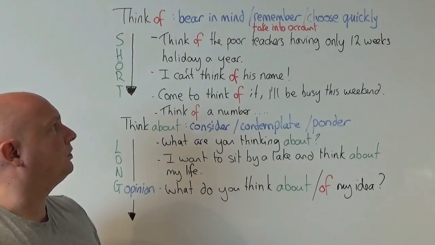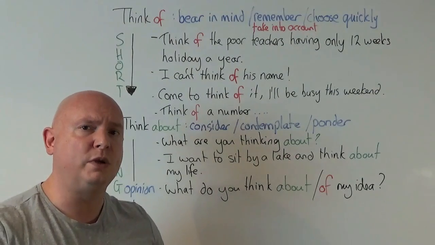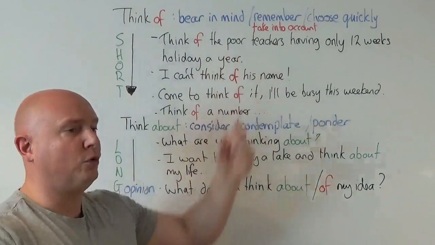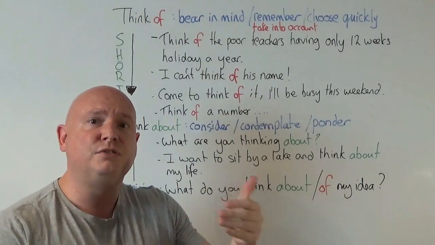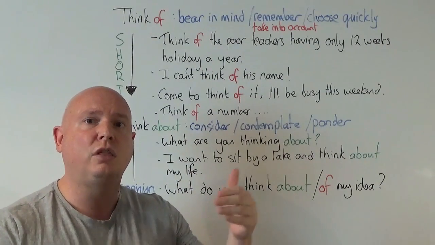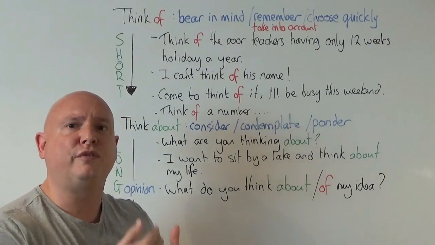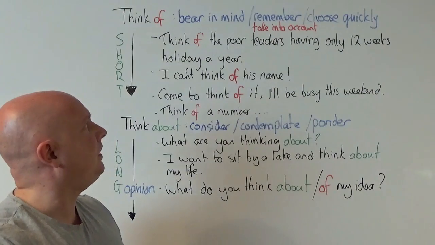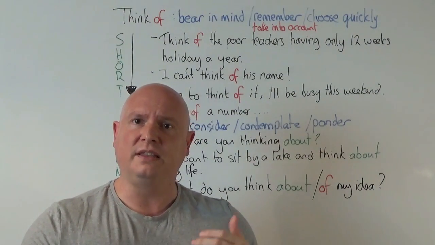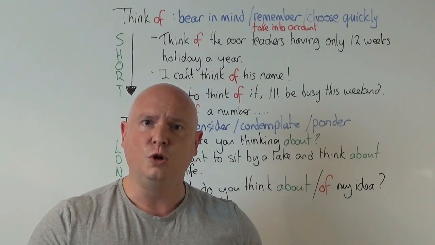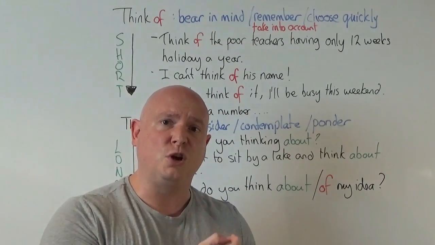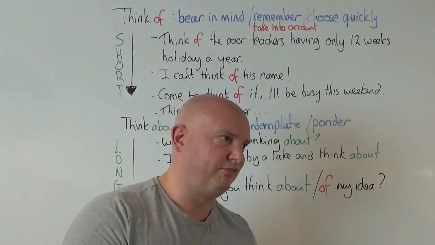Think of the poor teachers having only 12 weeks holiday a year. Life is really unfair. Think of the poor teachers. Have consideration for. Pay attention to this fact. Have a thought for. It's like saying sort of don't forget about this. I can say, think of the poor children during this economic crisis who won't get the newest tablets and iPhones this year. That goes to show how cruel life is.